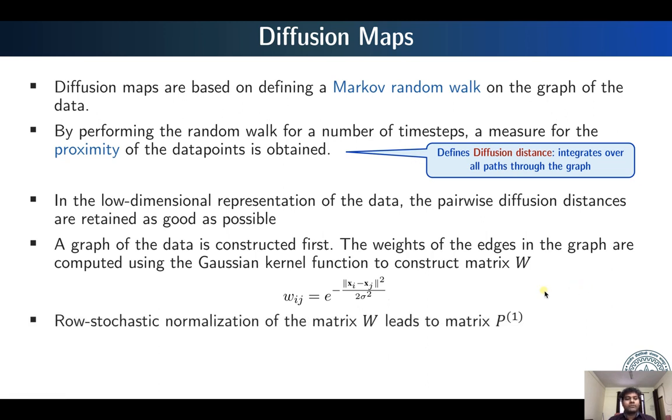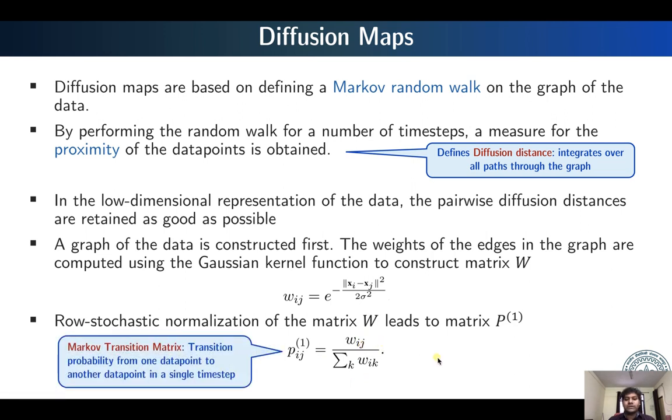After that, we perform row stochastic normalization on the matrix W. So essentially, it's normalized in a sense that the sum of the entries in each row becomes 1. This normalization leads to a new matrix, which is denoted as P superscript 1. The entries of this particular matrix are given by this. Again, you see that this is performing just the row stochastic normalization. And this is our transition matrix, the Markov transition matrix. This matrix gives us the transition probability of going from one data point to another data point in a single time step, because this is the transition probability for a single time step.